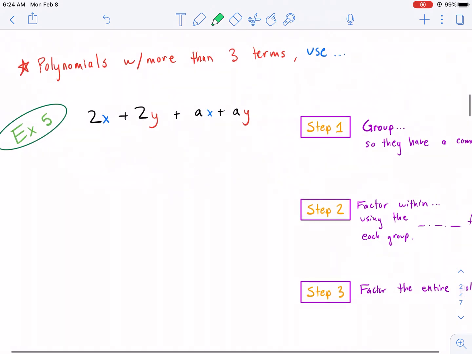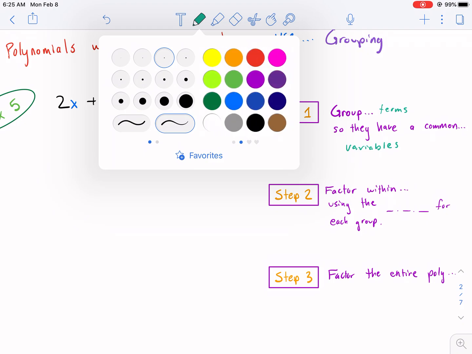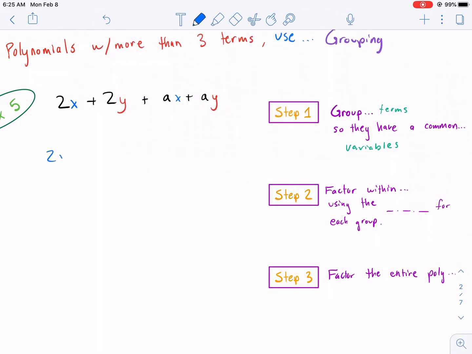Anytime you have polynomials with more than 3 terms, you can use grouping. Okay, factor by grouping. How do you group? Well, you're going to group the terms so that they have common variables. Here I already helped you out. We have the x's that are in blue, and we have the y's that are in green. So we're going to put the x's next to each other, and we're going to put the y's next to each other. This will help us visually for the next part.